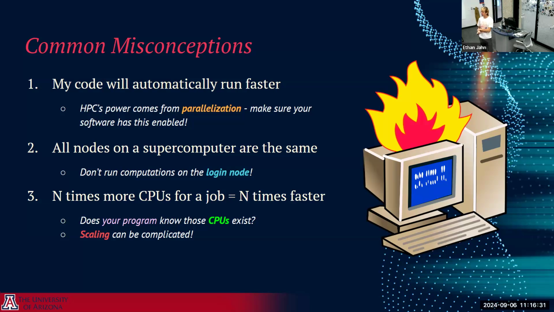One of the main things is, does your program know that those CPUs exist? This is called configuration. We need to be able to configure our programs in order to use the power of the HPC.